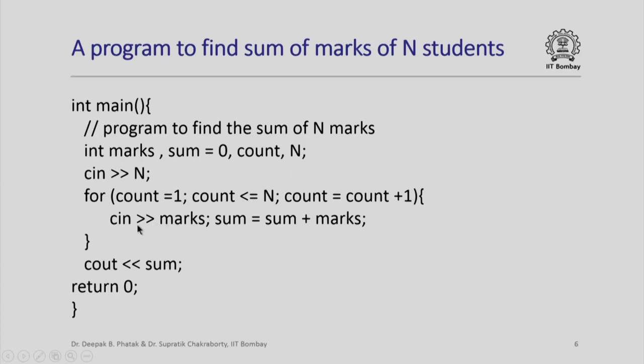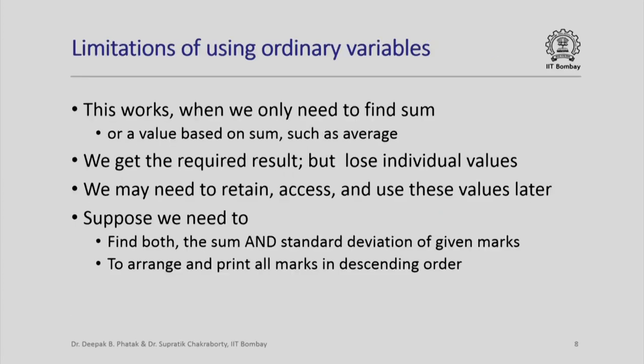In each iteration, I read the value of marks and I immediately add it to the sum. So sum becomes some kind of a running sum. In fact, when the iteration control goes back to the next iteration, the next value of marks is read in the same variable, it gets added to sum. At the end, it is very obvious that sum will contain the sum of all n individual marks that have been submitted. So what have we achieved? We have actually succeeded in finding sum of marks of n students without having n individual variables.